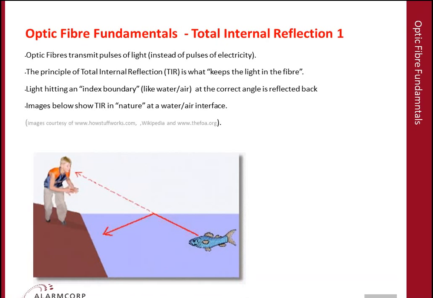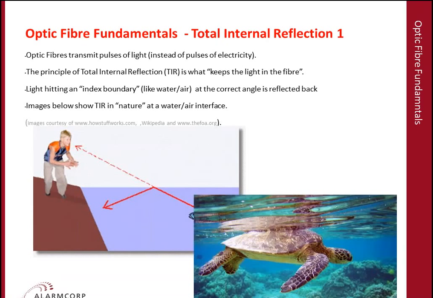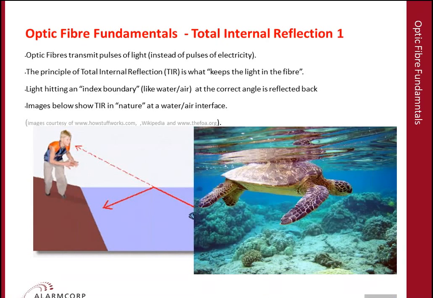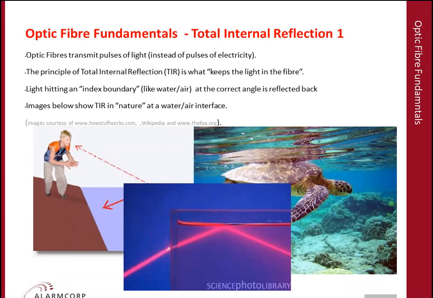So here we see one example of total internal reflection in nature. In this example, the fish would not be able to see the person standing on the bank because of the way the light would be reflected. Next, we see here an underwater photo, and notice that you can't actually see out of the water surface. All that you see is a reflection of the turtle. And to put that back into optic fibers and light beams, here we have the same example with a water tank, but we are now shining a beam of light. And as you can see, the beam of light is being reflected from the water surface rather than exiting. So this is the principle of total internal reflection.